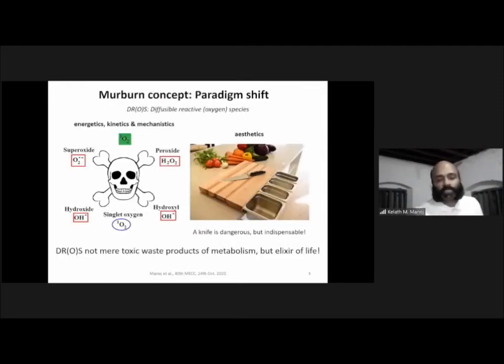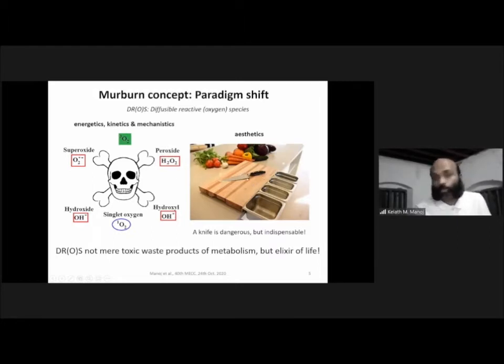Before we go through the rest of the talk, I would like to request you to kindly open up to the concept that diffusible reactive oxygen species, which are traditionally considered toxic metabolic waste, are in fact the elixir of life. They are involved in multiple electron transfers and multiple group transfers. Of course, there's a problem with aesthetics, because this would be chaotic. They would harm, that is what we would imagine.